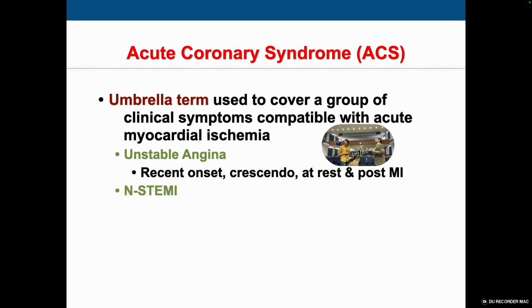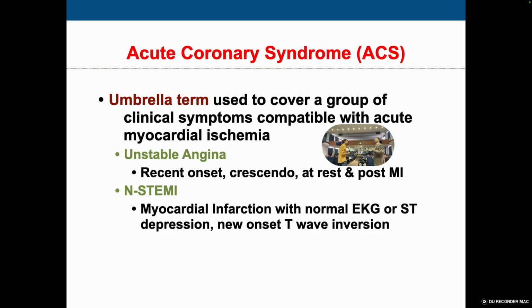ACS. The second one is non-ST elevation MI. There is infarction, but the ST segments are not elevated. There are either ST segment depressions or new onset T wave inversions. In these patients, there is partial thickness myocardial infarction. This is generally subendocardial myocardial infarction because the subendocardium is the most ischemic zone.